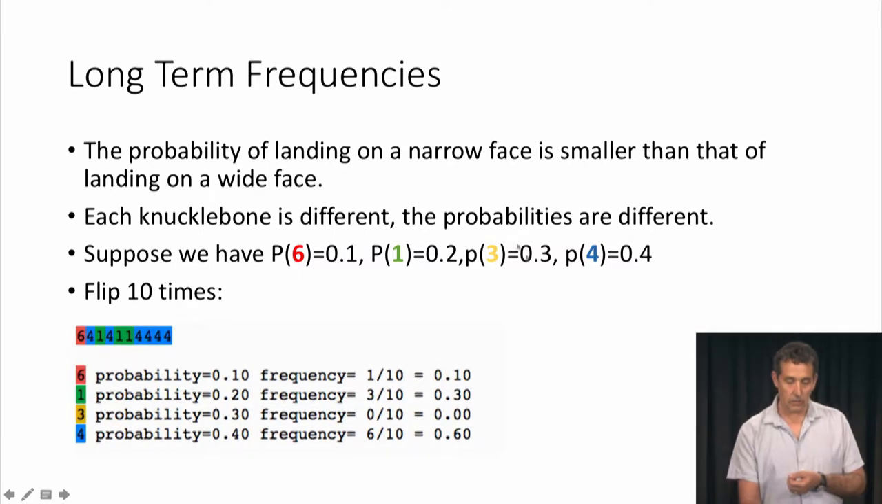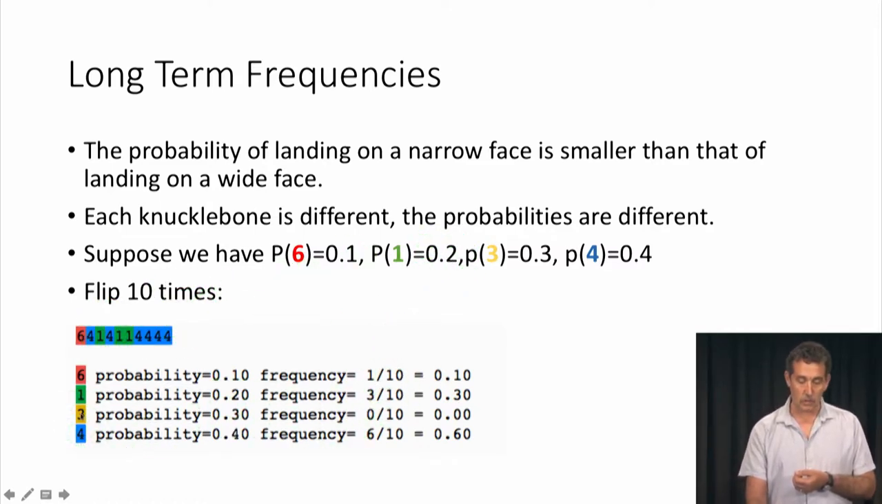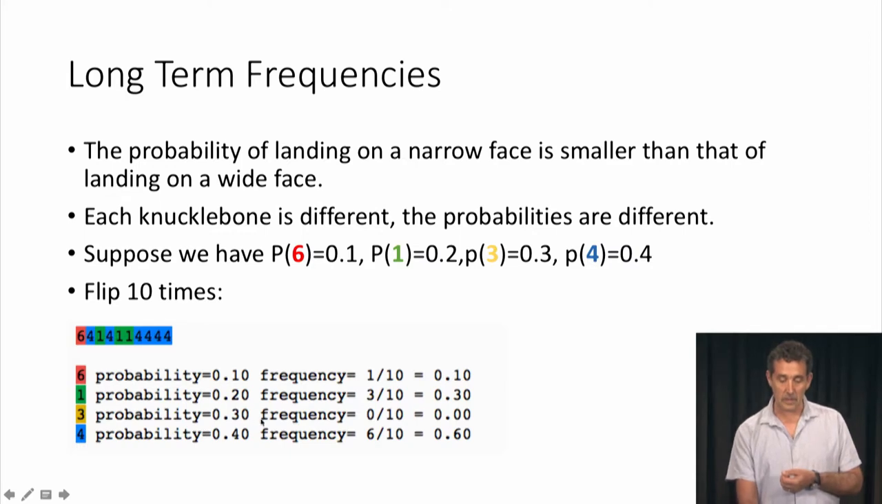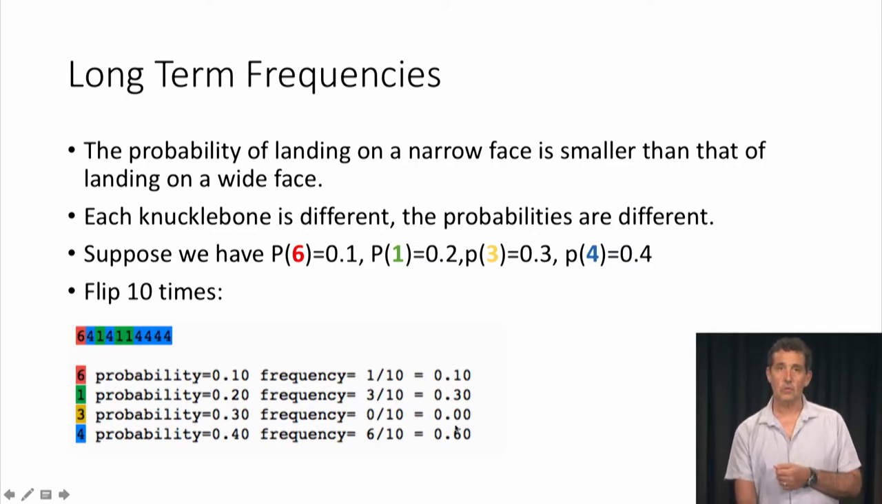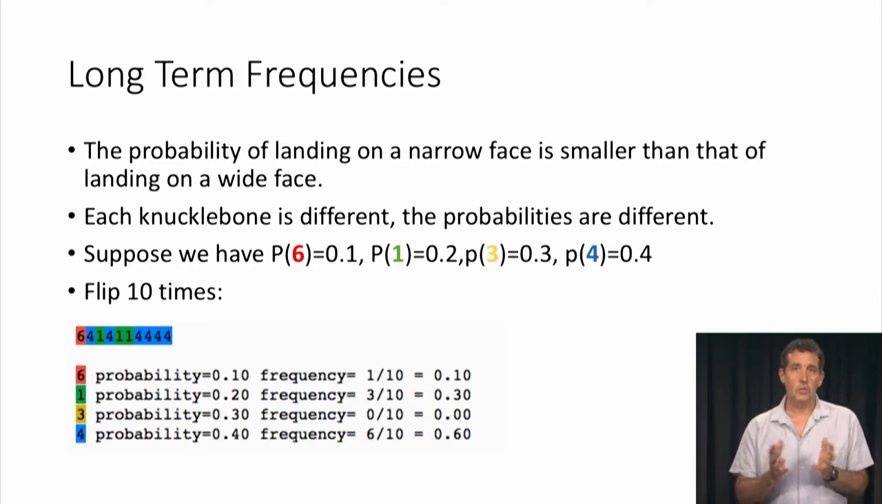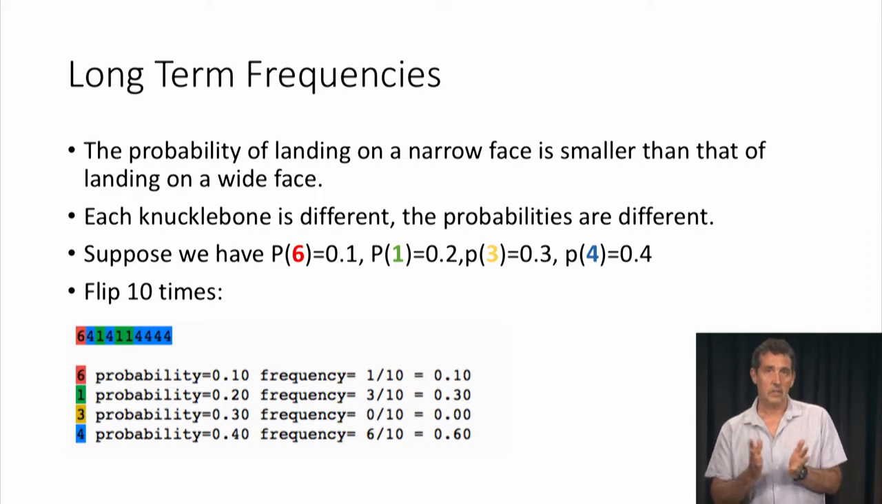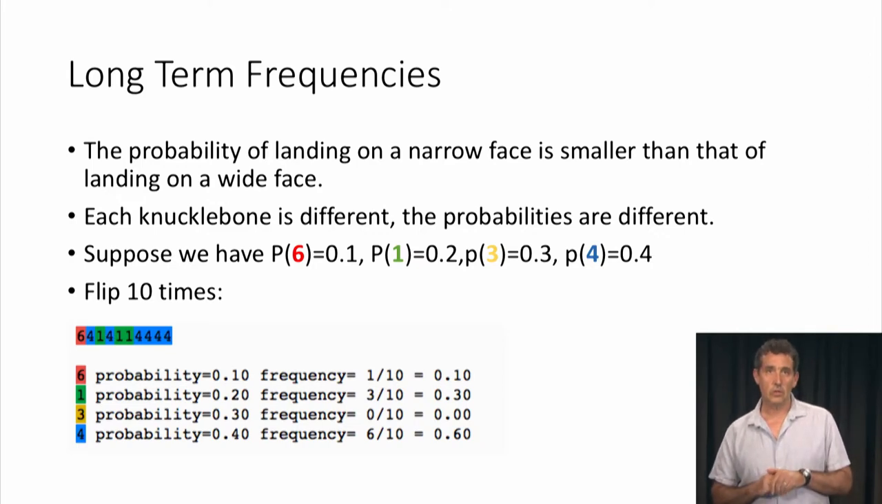And if we throw it just 10 times, then, for instance, the outcome 3 here that has probability 0.3 actually didn't happen at all. So we got 0. So if you repeat this kind of game just a small number of times, you don't get anything related to the probabilities. But in the long term, you get the long-term probabilities.